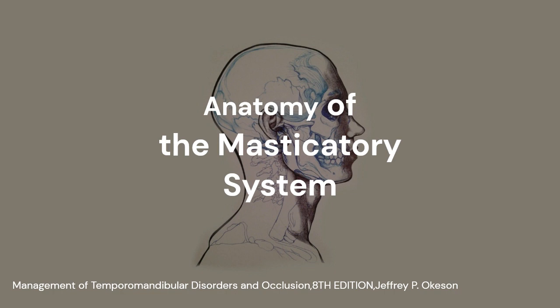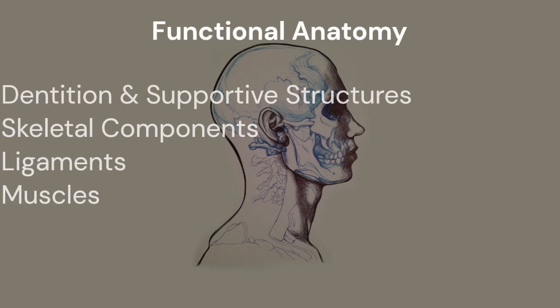This video describes the anatomic features that are basic to an understanding of masticatory function. A more detailed description can be found in the numerous texts devoted entirely to the anatomy of the head and neck. The following anatomic components are discussed in this video: the dentition and their supportive structures, the skeletal components, the temporomandibular joints, the ligaments, and the muscles. After the anatomic features are described, the biomechanics of the temporomandibular joint will be presented.